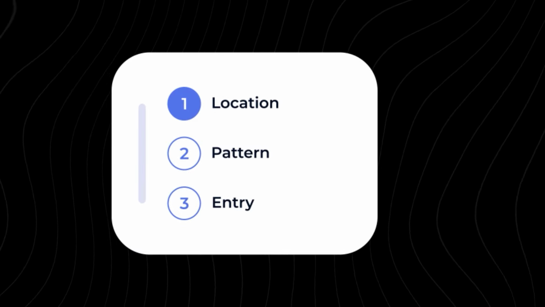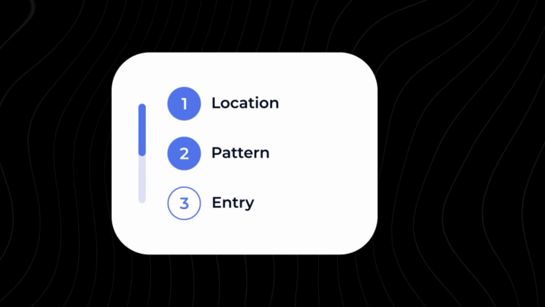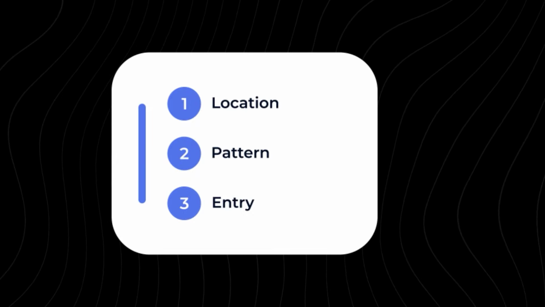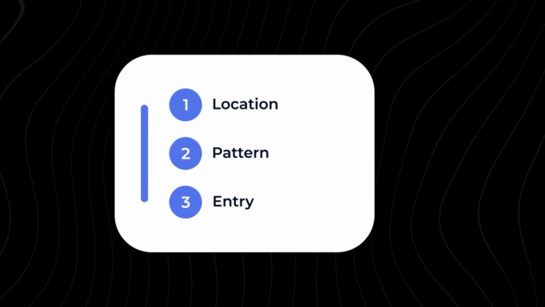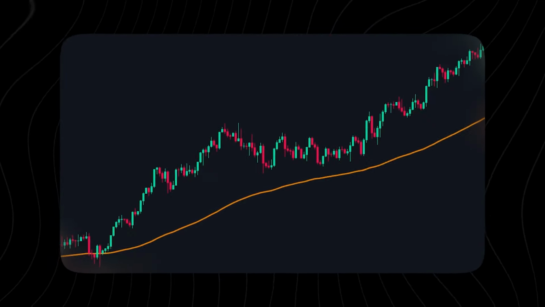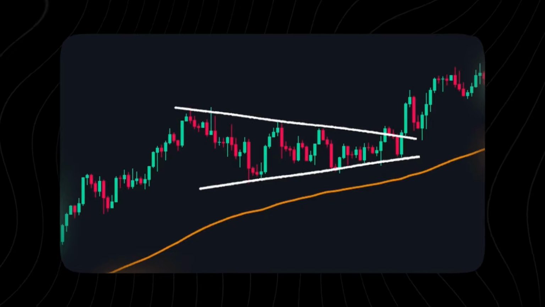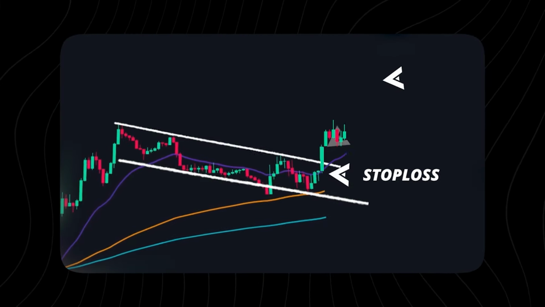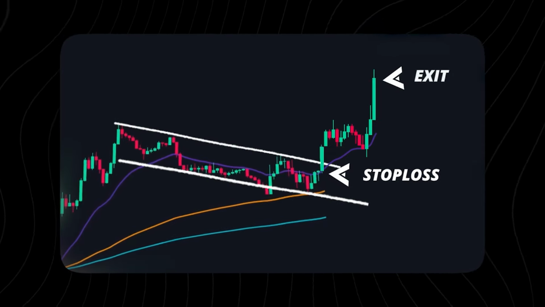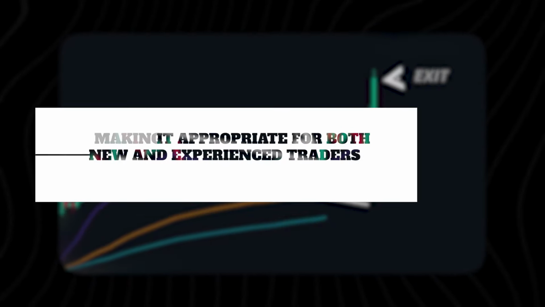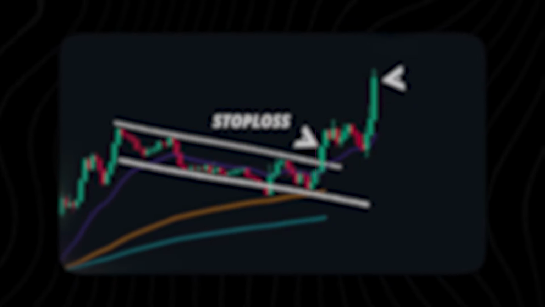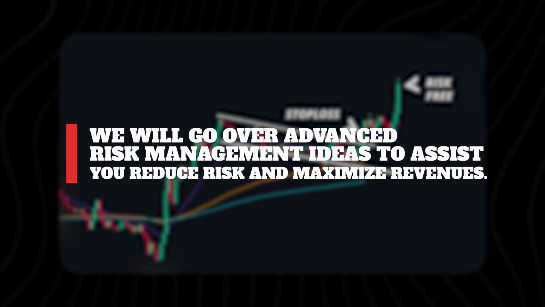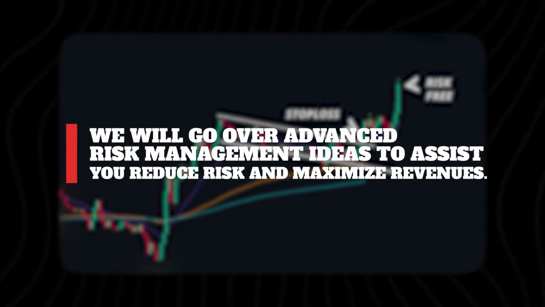Here are the steps. Step 1. Location. Step 2. Pattern. Step 3. Entry. These are the essential elements for making profitable deals. In this video, we will break down each stage with detailed explanations and real-world examples to help you discover the finest trade setups. This approach is intended to identify explosive moves in any market, making it appropriate for both new and experienced traders. In addition, we will go over advanced risk management ideas to assist you reduce risk and maximize revenues.